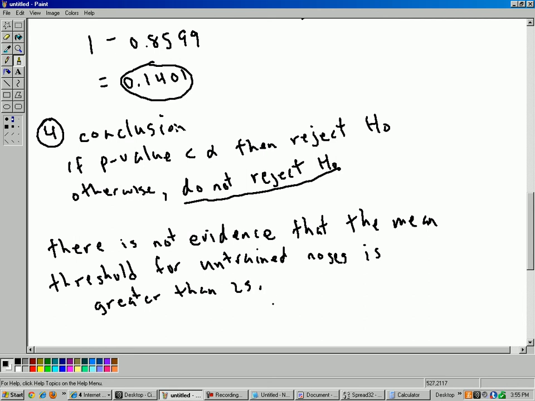Okay, now maybe it is. Maybe it is really greater than 25. Maybe the real population mean is 28 or something. But the evidence is not there. Our p-value was just too high. And so we just have to go with there's not evidence. And that's it for that question.